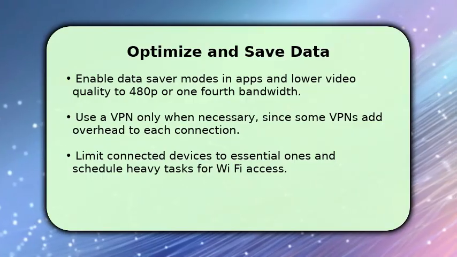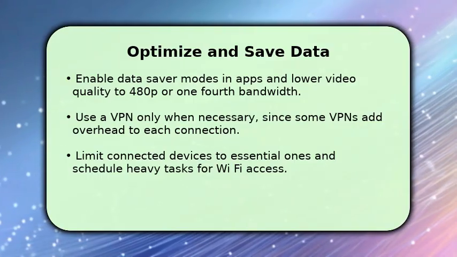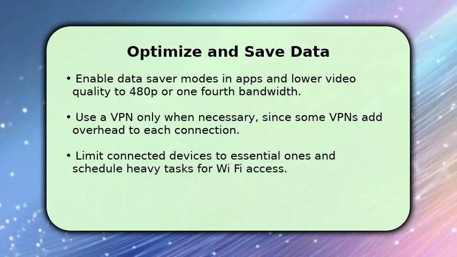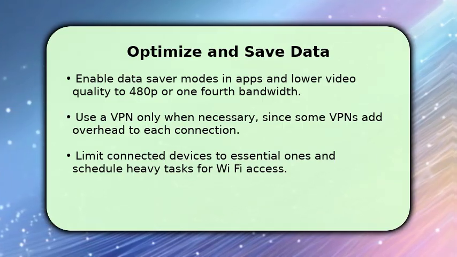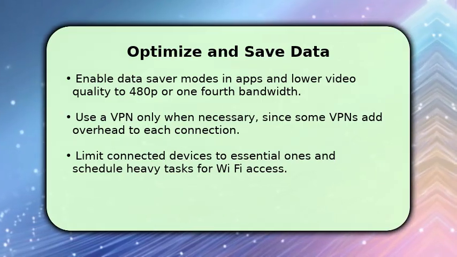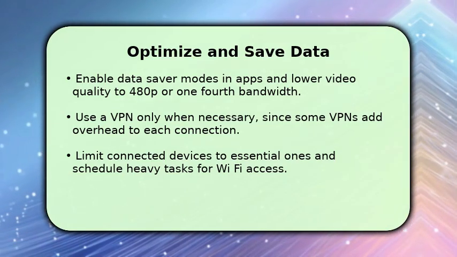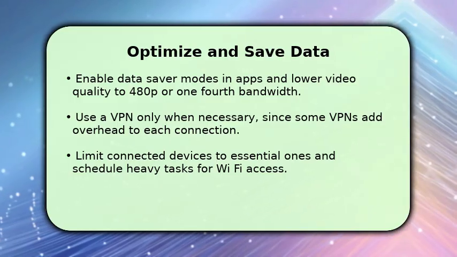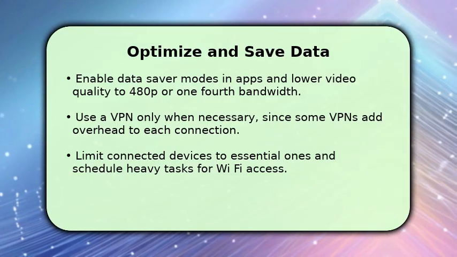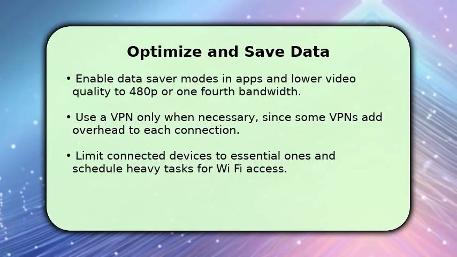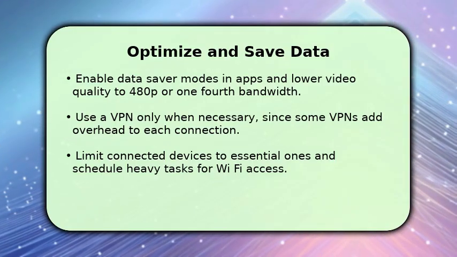Enable data saver modes in apps and lower video quality to 480p or 1/4 bandwidth. Compress downloads and use browser data compression tools when possible to reduce bytes transferred. Use a VPN only when necessary, since some VPNs add overhead to each connection and increase usage.